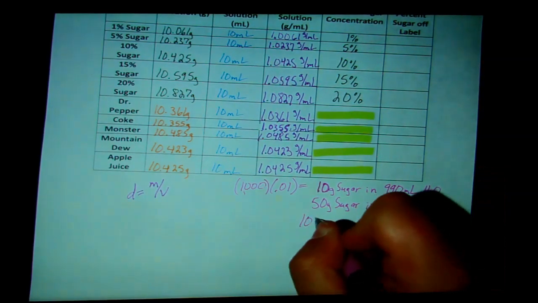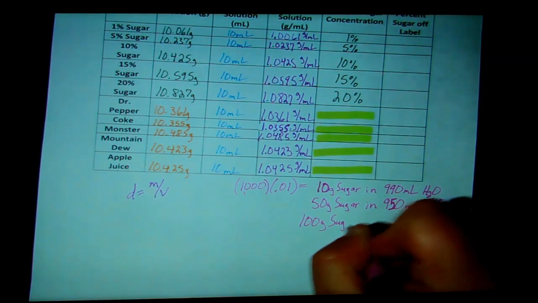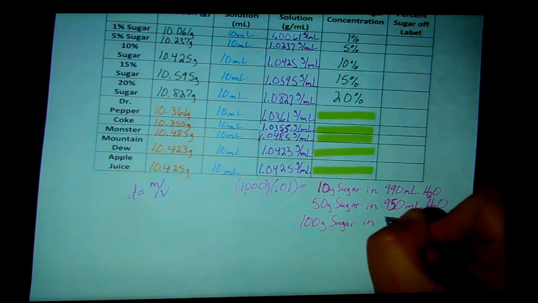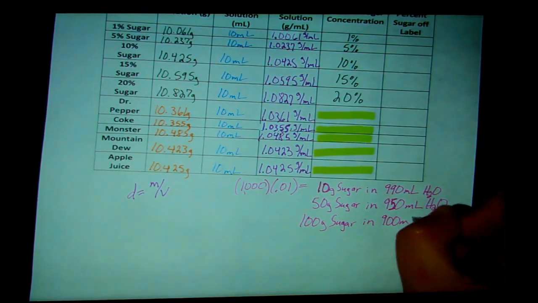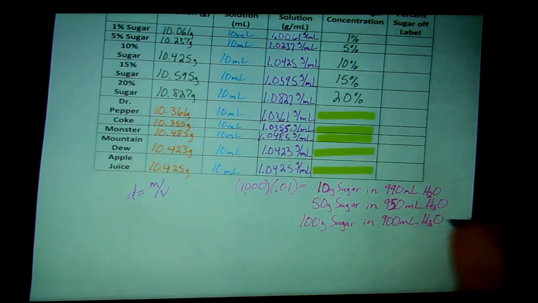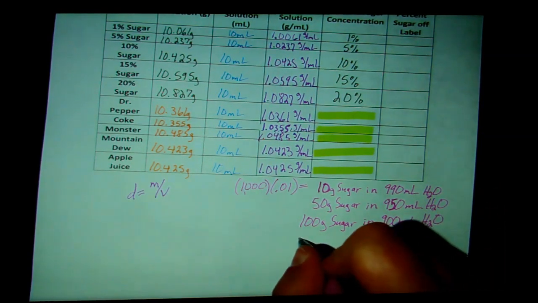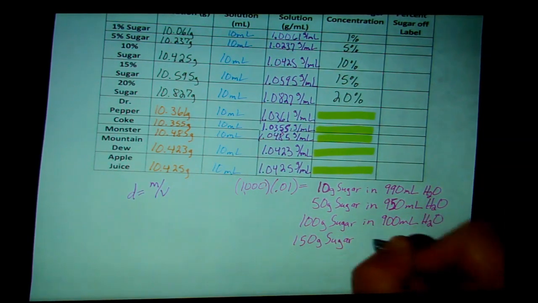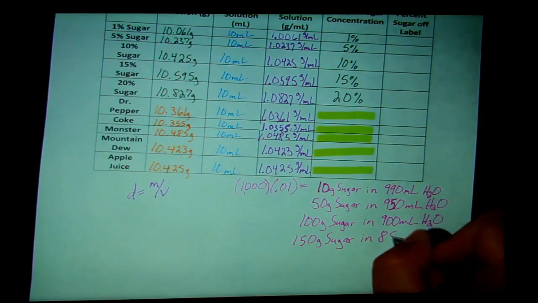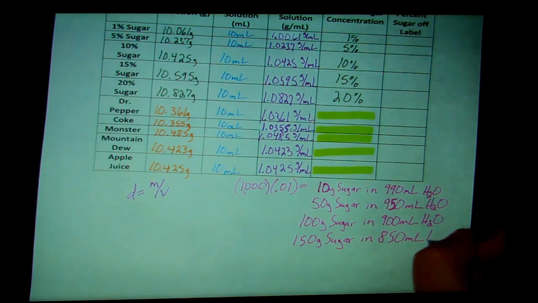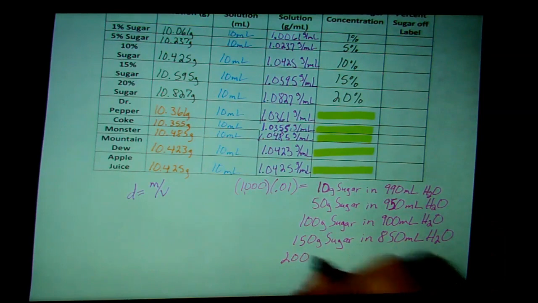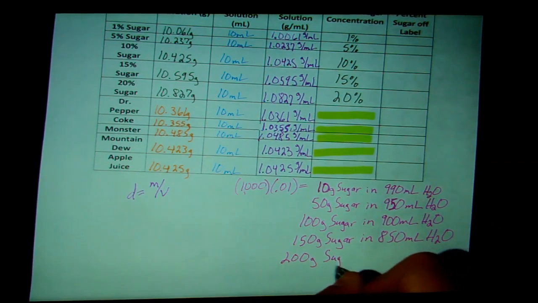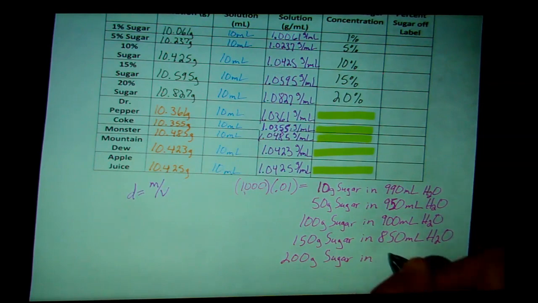So you've got 100 grams of sugar in 900 milliliters of water. 150 grams of sugar in 850 milliliters of water. Then we did 200 grams of sugar in 800 milliliters of water.